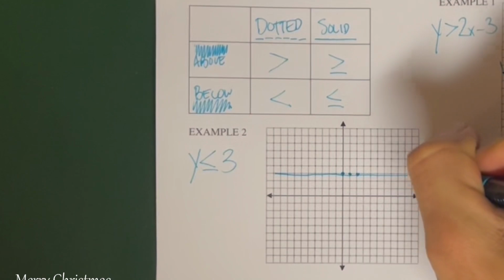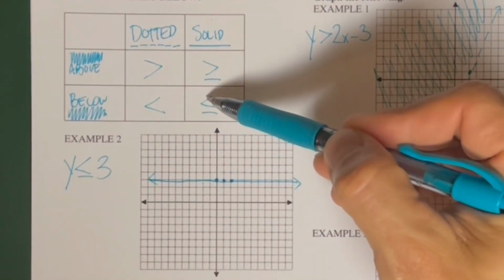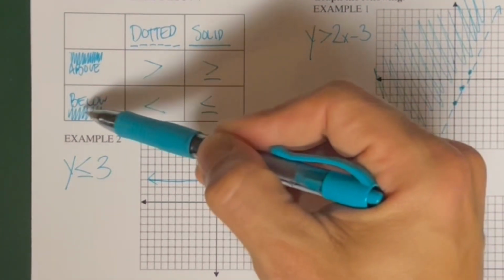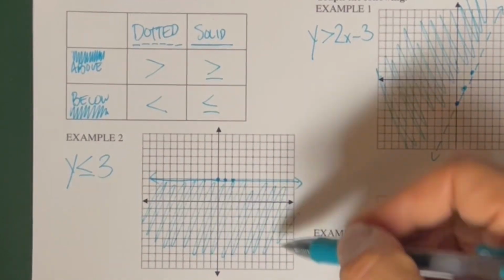This line is going to be solid, because if you notice, I have less than or equal to, which falls in this category. And so my solid line is shaded below. I'm just going to color everything below the line, and it's going to look something like this.